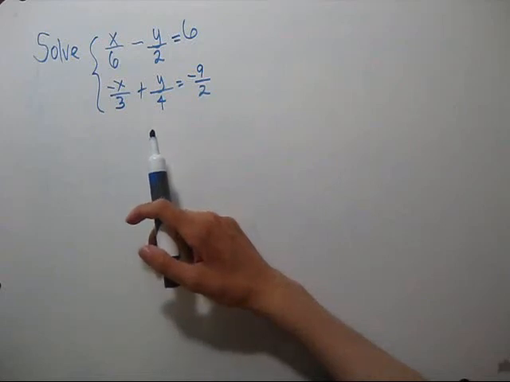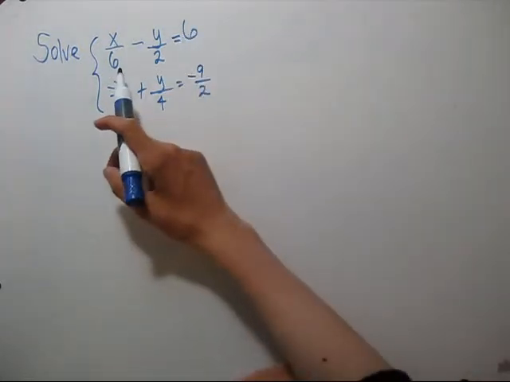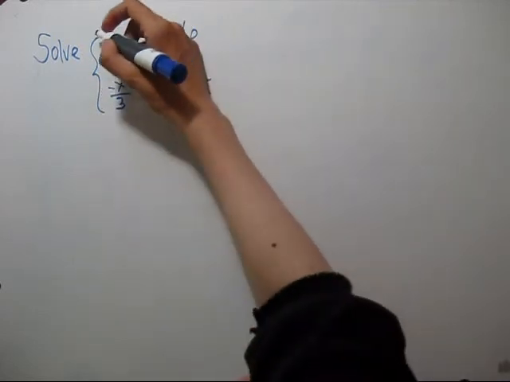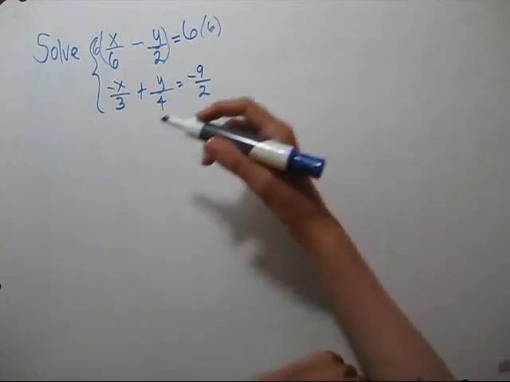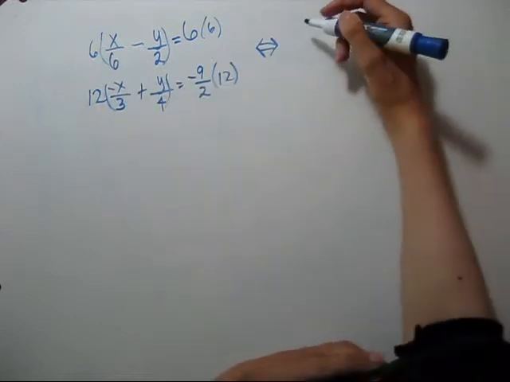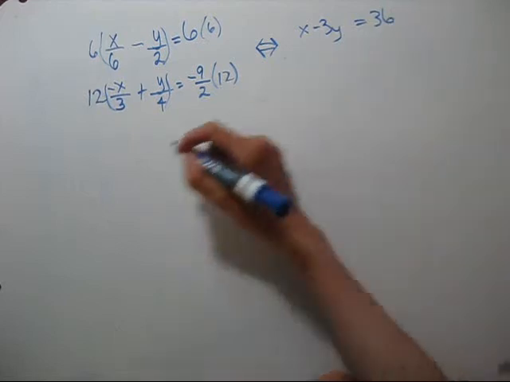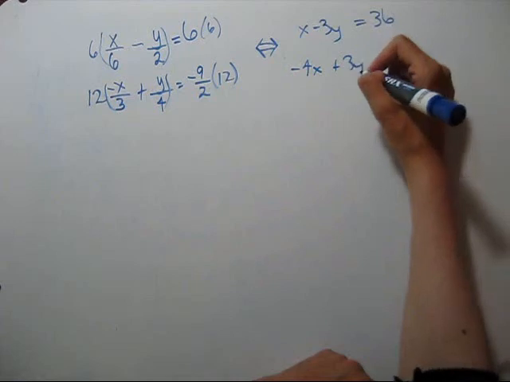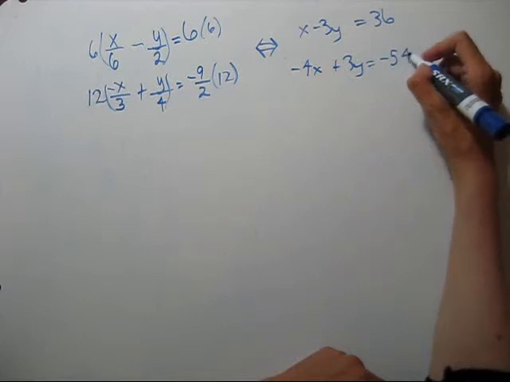This system of equations has fractions in there, and I'd really like to get rid of them. So for the top one, the least common multiple of the denominators is 6, so I'll multiply both sides by 6. For the bottom one, we need the least common multiple of 3, 4, and 2, and that's 12. Distributing this through, we'll get x minus 3y equals 36, and distributing the 12 through, we get negative 4x plus 3y equals negative 9 times 6, which is negative 54.